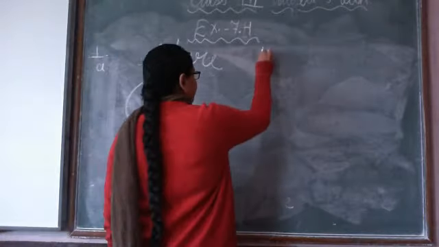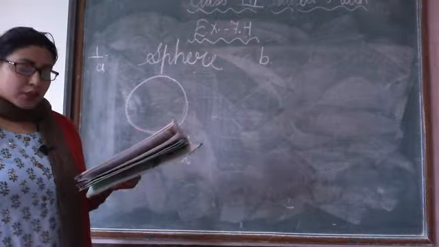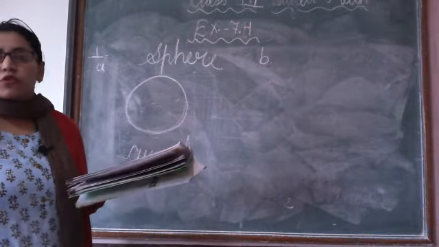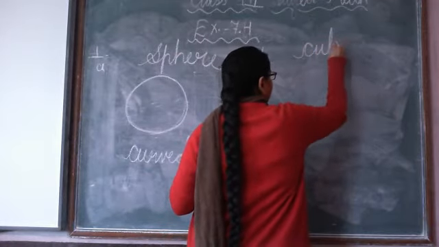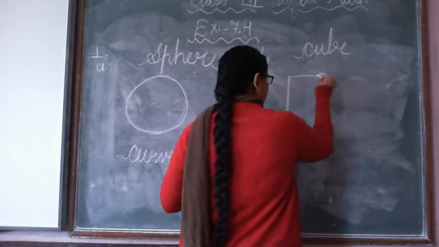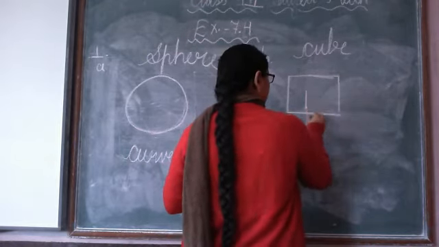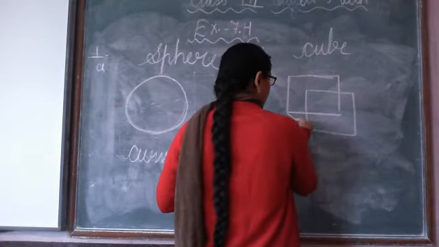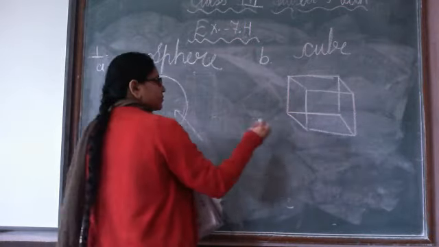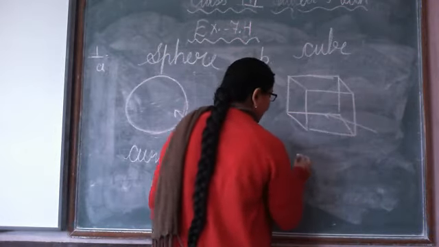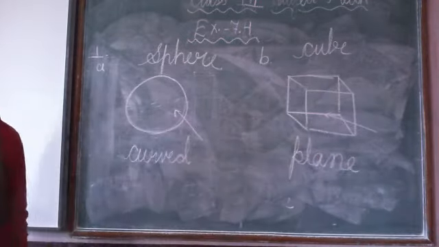Now the B. A box is given there. So the box is in cuboid shape. So we will write cuboid. In the place of name we will write cuboid. And the surface is, this is a flat surface or plane surface. So in front of surface we will write plane.